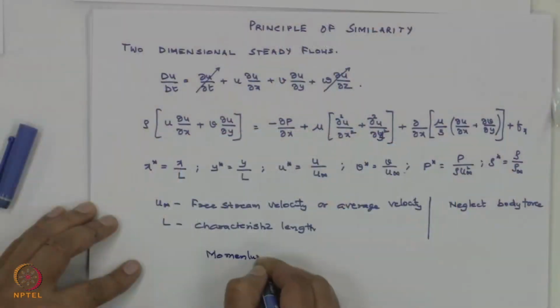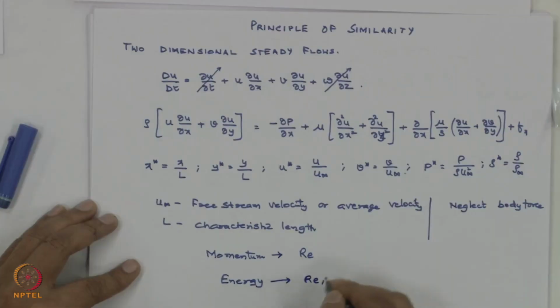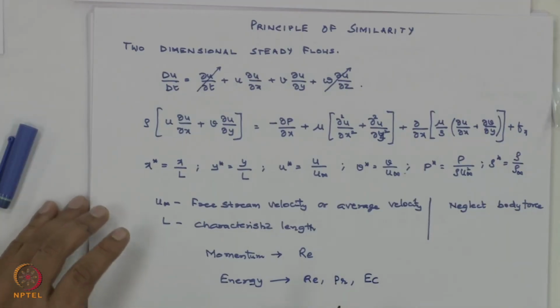I think we will stop this module here and continue the principle of similarity in the next module. We realize that when we non-dimensionalize the momentum equation, we end up with a non-dimensional number, the Reynolds number. When you non-dimensionalize the energy equation, you end up with the Reynolds number, Prandtl number, and Eckert number. What is the physical significance of each of these, and how do we get them? We shall do it in the next module.